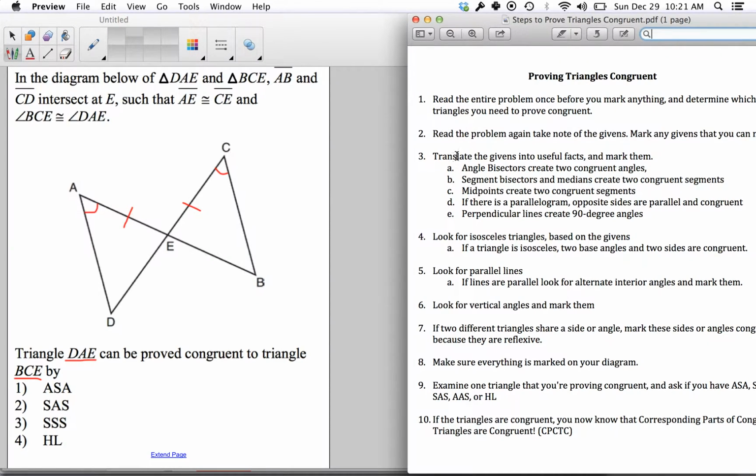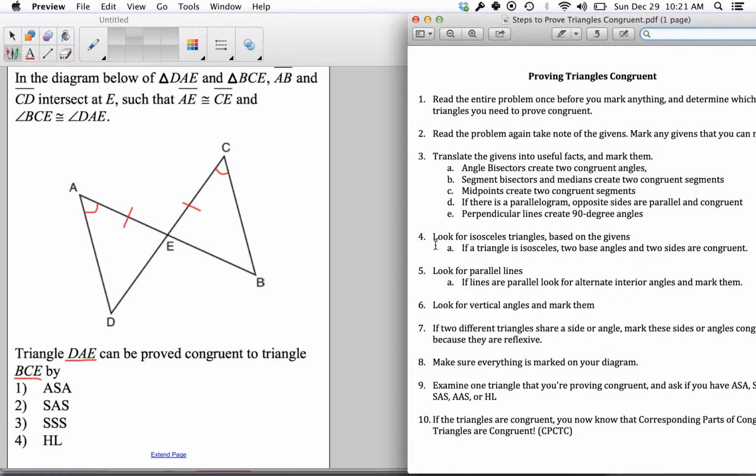Step 3 is translate the givens into useful facts, but they haven't given us anything that we need to translate. They've actually told us exactly which angles are congruent and which sides are congruent. So step 4, look for isosceles triangles based on givens. I don't see any isosceles triangles here, so I'm going to move to step 5. Look for parallel lines. And again, no parallel lines have been given to us, so we can skip step 5.